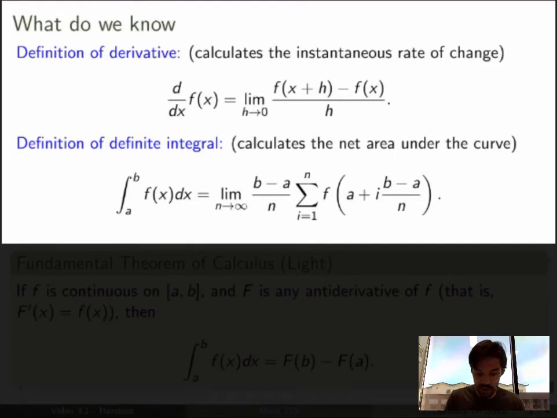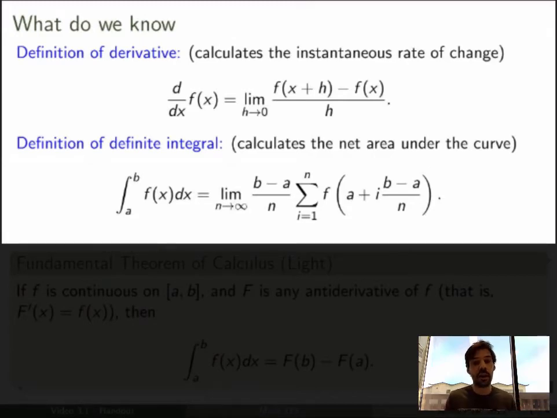So we know what the definition of a derivative is: it calculates the instantaneous rate of change of a function, and it's given in terms of the limit of the difference quotient. We also know what the definition of a definite integral is, which calculates the net area under the curve. It's also given as a limit, but this time of the Riemann sum.